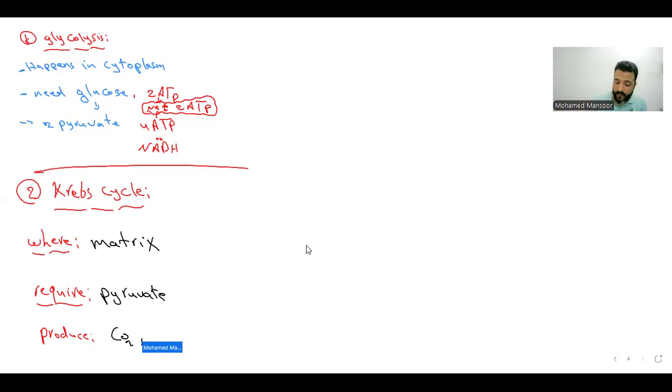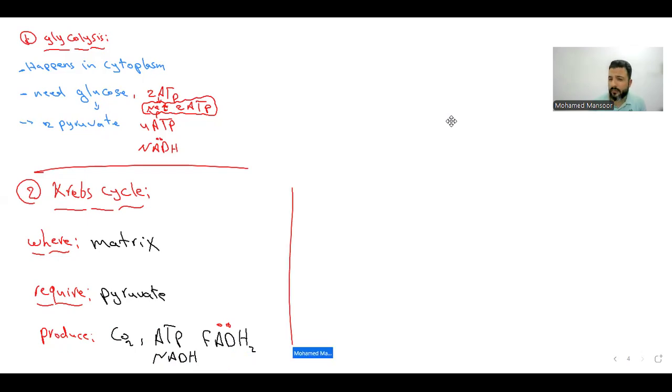CO2. And whenever we break bonds, we make ATP, NADH. And there was something as FADH2. Yes, two FADH2. Where are the two electrons of NADH from the last step? Forget about them. I actually write the electrons to remember them. They are not actually glowing like this. It's a chemical compound.